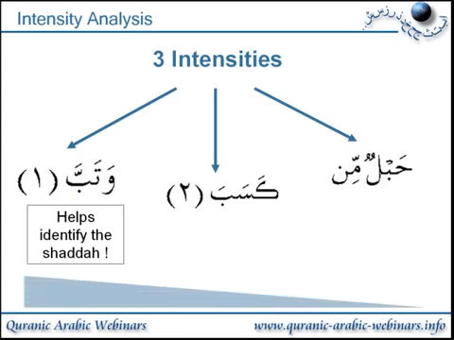And again there's the slider showing the intensity. So we have the lowest in the middle, so haba, haba. Then we have a medium at the end when it does not carry a shadda, so kasab. And then we have the most intense where you've got the shadda to help us identify there was a shadda at the end, so watab.